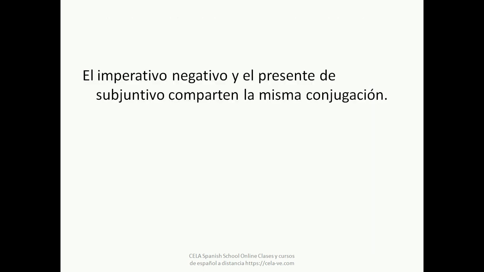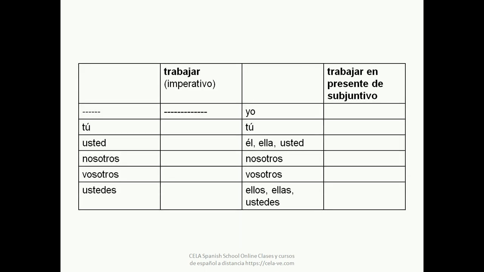As we know, the present subjunctive and the negative imperative have the same conjugation. Let's examine this in more detail. In the imperative, we have fewer personal pronouns. The first person does not exist because if I give myself an order or make a suggestion, I will do it with tú. Nor do they exist in the imperative él, ella, ellos, and ellas.